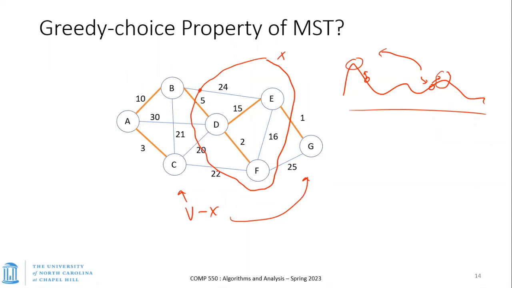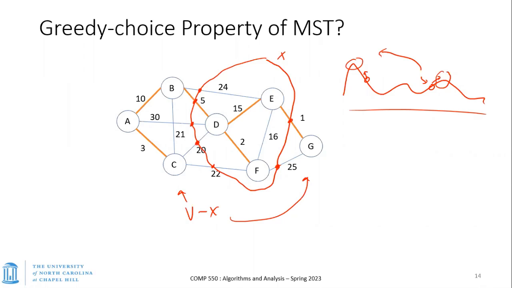So it's 24, 5, 30, 20, 22, 25, and 1, right? So those are the edges which are cutting across V minus X and X, okay?